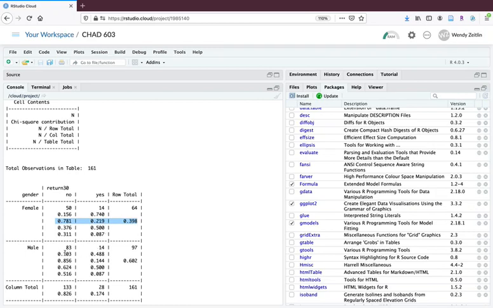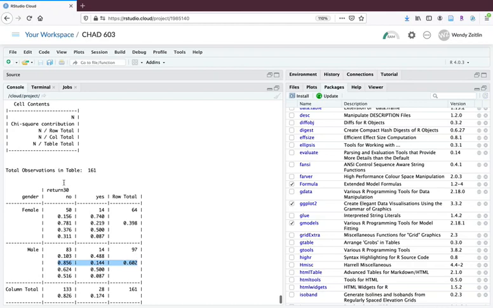Same thing with the males, the third number down. However, of the males, 85.6% were not readmitted and 14% were. So this is all the same information, just sliced and diced differently. So if we're interested in sex, then we would look at rows. If we're interested in readmission, then we're going to look at the columns.